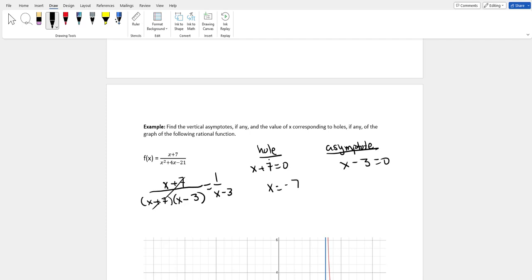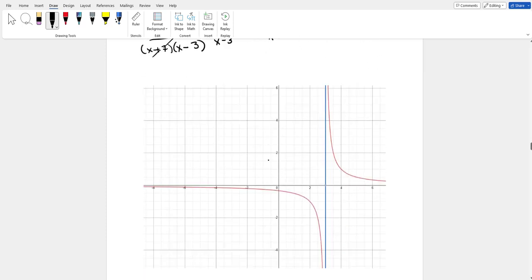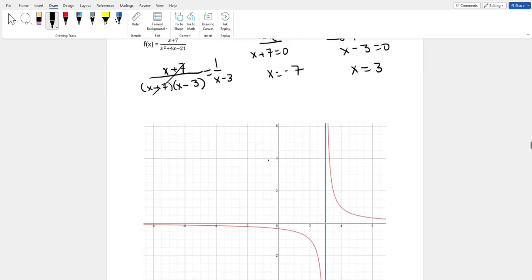So I'm going to solve for x. I get x is equal to negative 7, and I get x is equal to 3 for my asymptote. So this is the graph. This blue line here you see is my vertical asymptote, which is x is equal to 3. We're going to have a hole at negative 7. So we're going to have a hole right in here. This is negative 7.